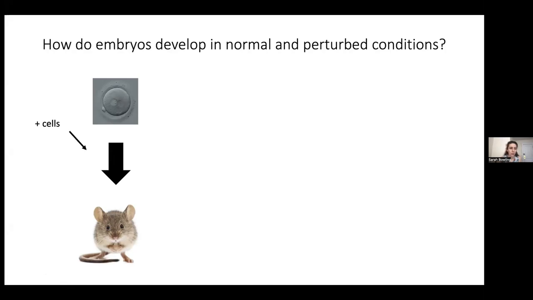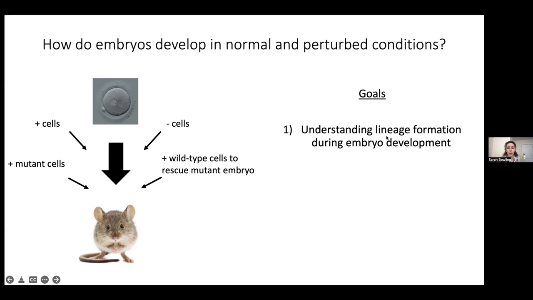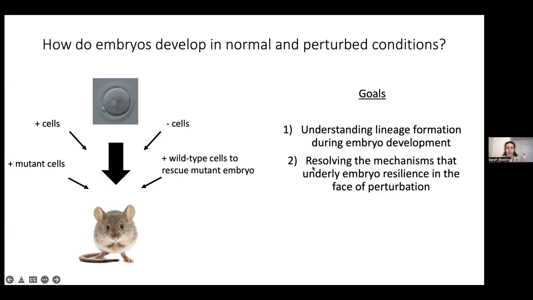For example, you can add cells, you can take cells away, you can add mutant cells, and you could add wild type cells to mutant embryos. And in all cases, at least in the mouse, normal development proceeds and viable offspring are generated. So I'm really interested in understanding, firstly, how lineage formation occurs during normal embryo development, and secondly, in resolving these mechanisms that underlie embryo resilience in the face of these enormous perturbations.